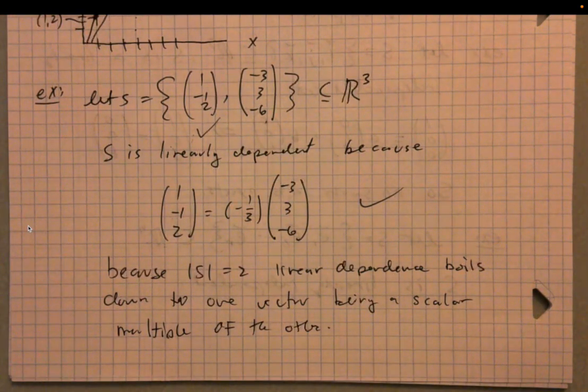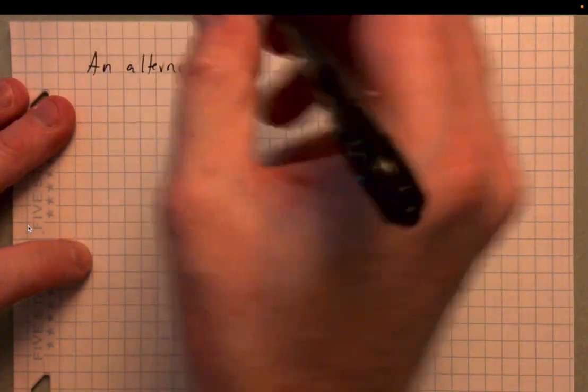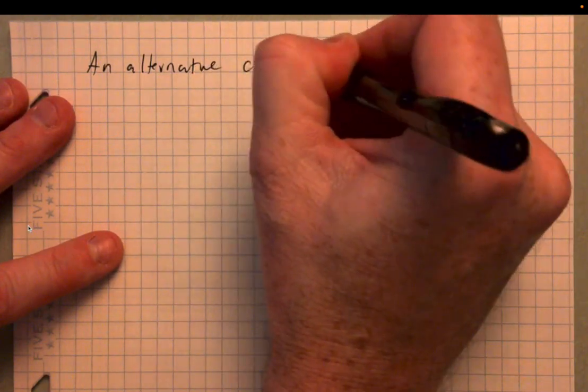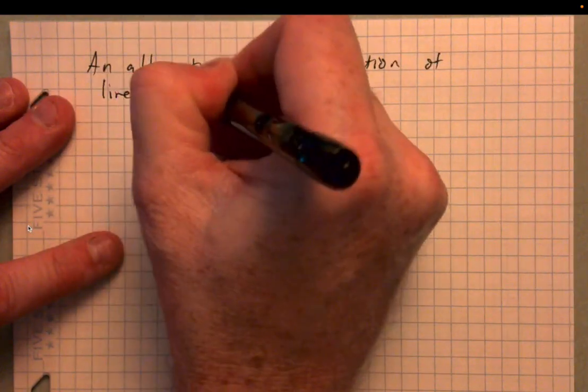Okay, so those are good examples of linearly independent and dependent sets. So we should have a reasonable intuition about what we mean by linear dependence and linear independence. Let's talk about an alternate way to think about linear independence: an alternative characterization of linear independence.